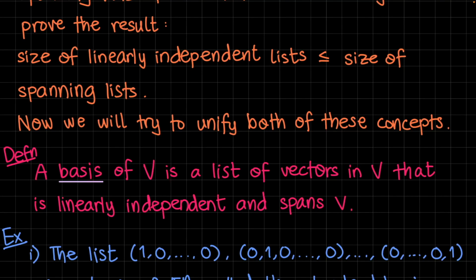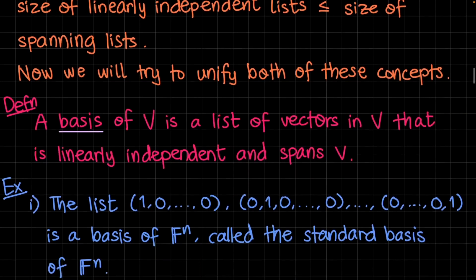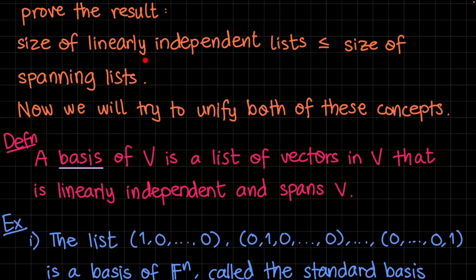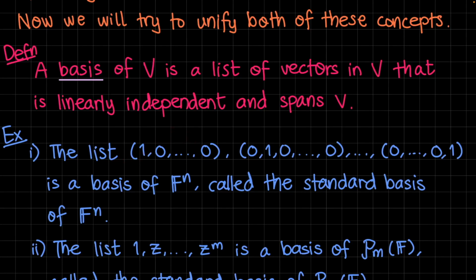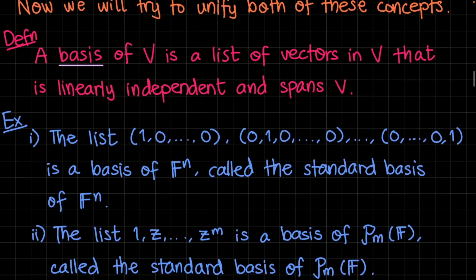A basis of V is a list of vectors in V that is linearly independent and spans V. So you have both linear independence and the spanning property. An example is the standard one, the list (1, 0, ..., 0), and then shift the 1 to the second position for the second element in the list, and then 1 in the last position. This is a basis of F^n. You can check the spanning property and linear independence, and it is also called the standard basis of F^n.